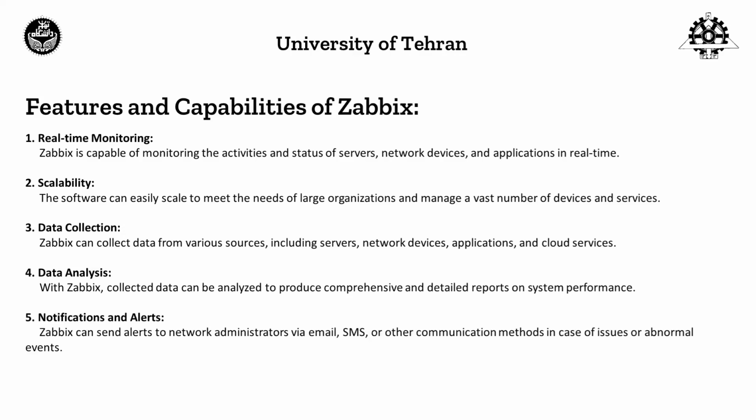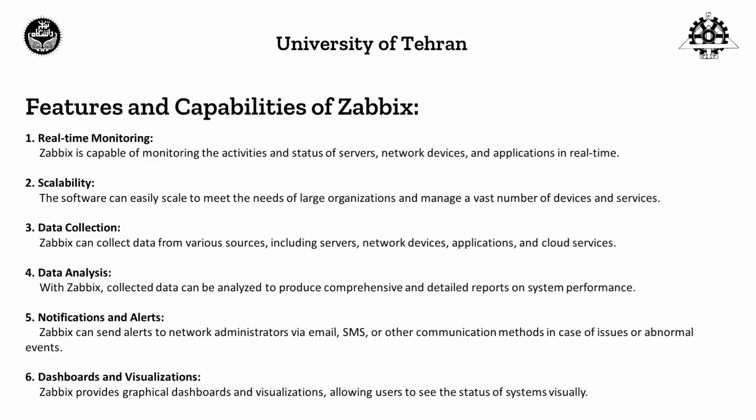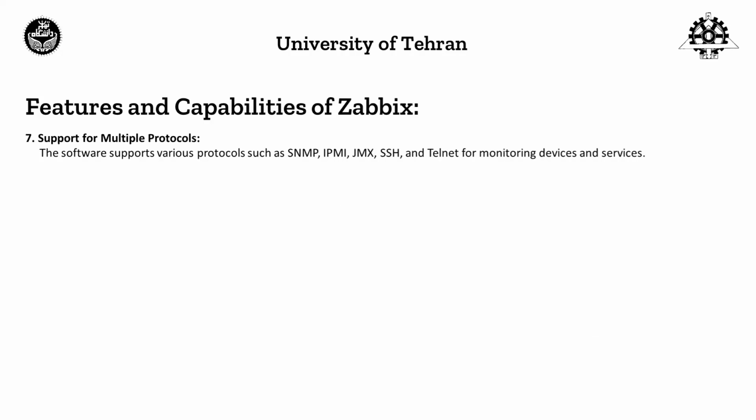5. Notifications and alerts. Zabbix can send alerts to network administrators via email, SMS, or other communication methods in case of issues or abnormal events. 6. Dashboards and visualizations. Zabbix provides graphical dashboards and visualizations, allowing users to see the status of systems visually. 7. Support for multiple protocols. The software supports various protocols such as SNMP, IPMI, JMX, SSH, and Telnet for monitoring devices and services.